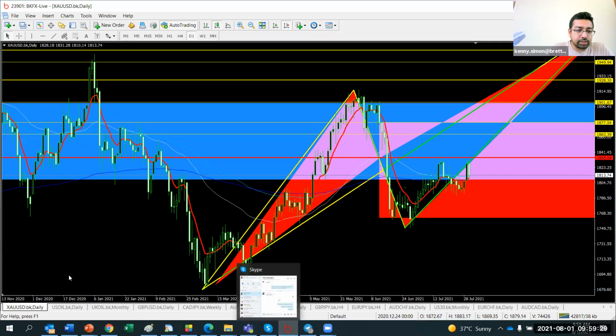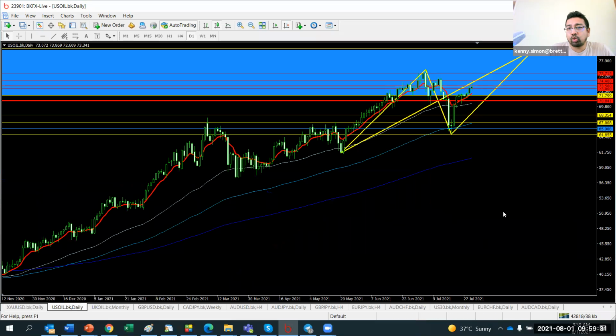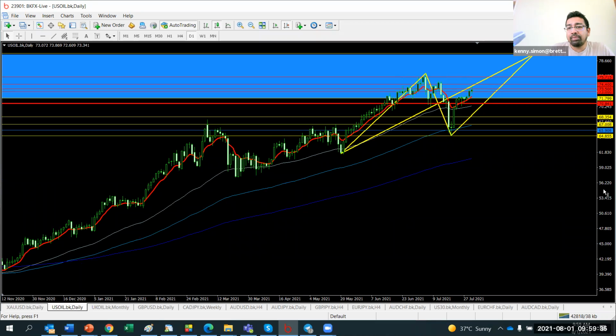So, yes, now we will go on to US oil. With US oil, I've also drawn a bullish ABCD pattern. It looks like it is mirroring gold's ABCD pattern as well, and the movement is quite similar in a way. But the prediction is also towards some bullishness to the 80 area. Now, with oil, just to remind you, we can use the psychological numbers.